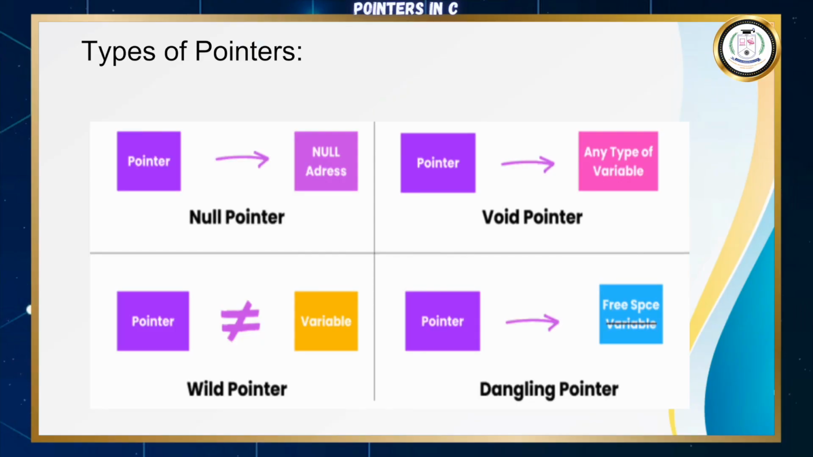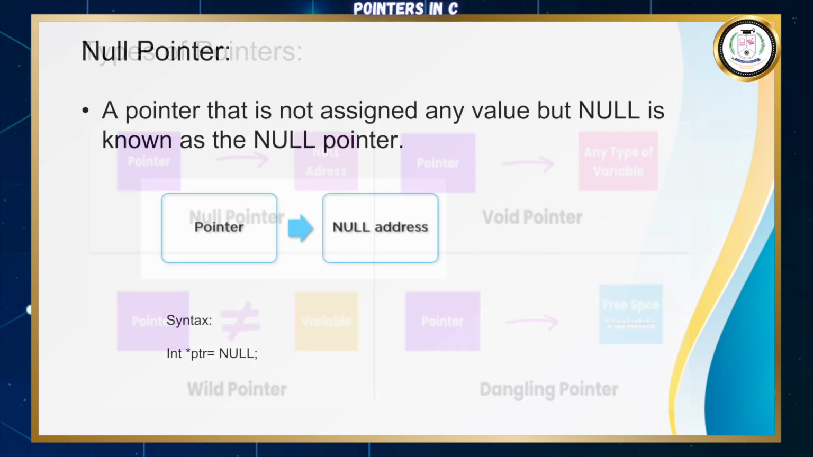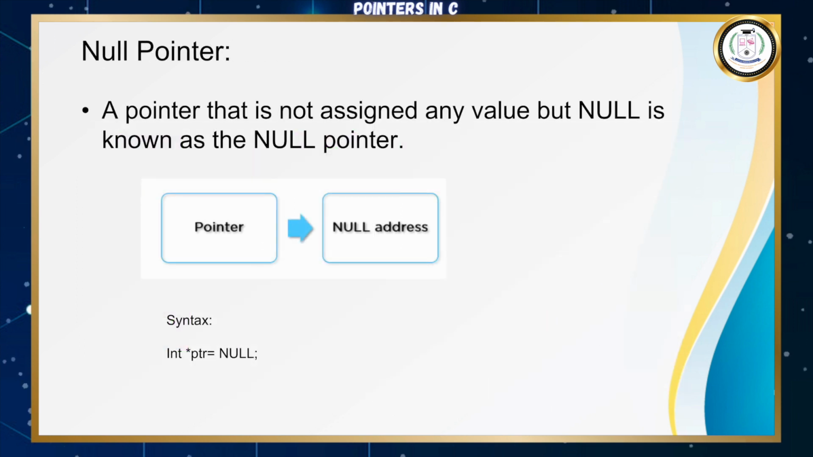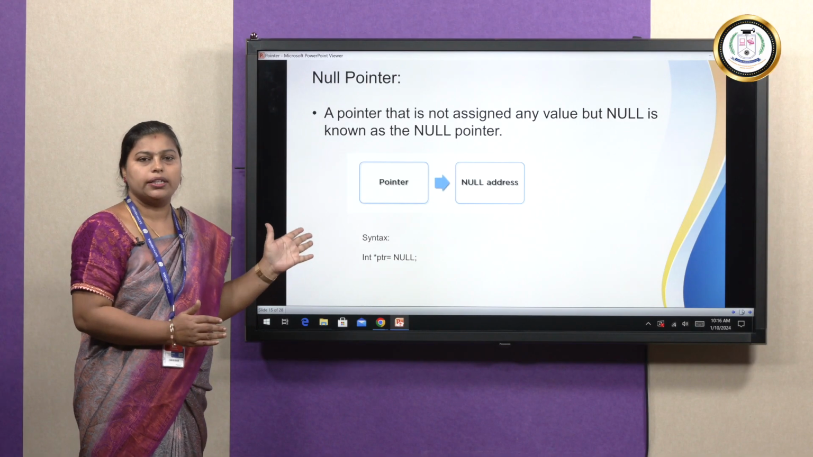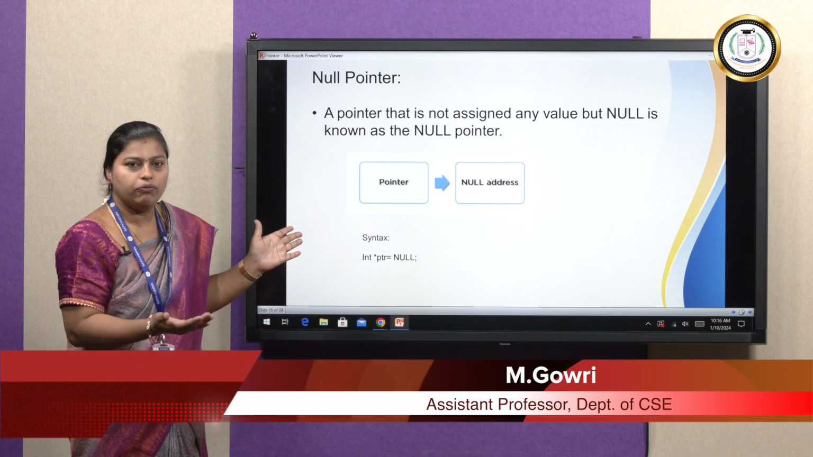And then the next topic is types of pointers. There are four types of pointers. One is null pointer, second one is void pointer, third one is wild pointer, and the last one is dangling pointer. So what is the meaning of null pointer? Null means nothing. This type of pointer can be denoted with the null value.